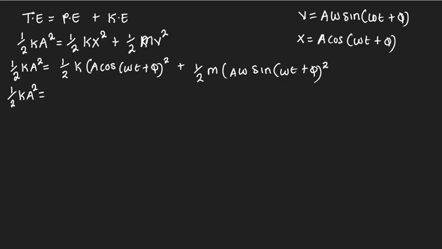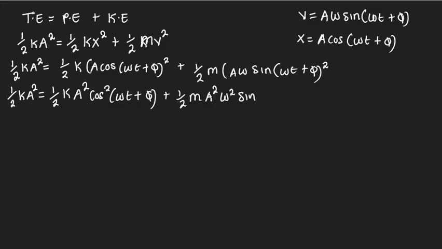Ka power 2 equal to, so this is going to be 1 over 2 K, then 2 to the power A, that is going to be A power 2, then that is going to be cosine power 2, then WT plus phase. Okay, then this is going to be plus 1 over 2 M, then this is going to be A power 2, then W to the power 2, then sine power 2 WT plus phase.